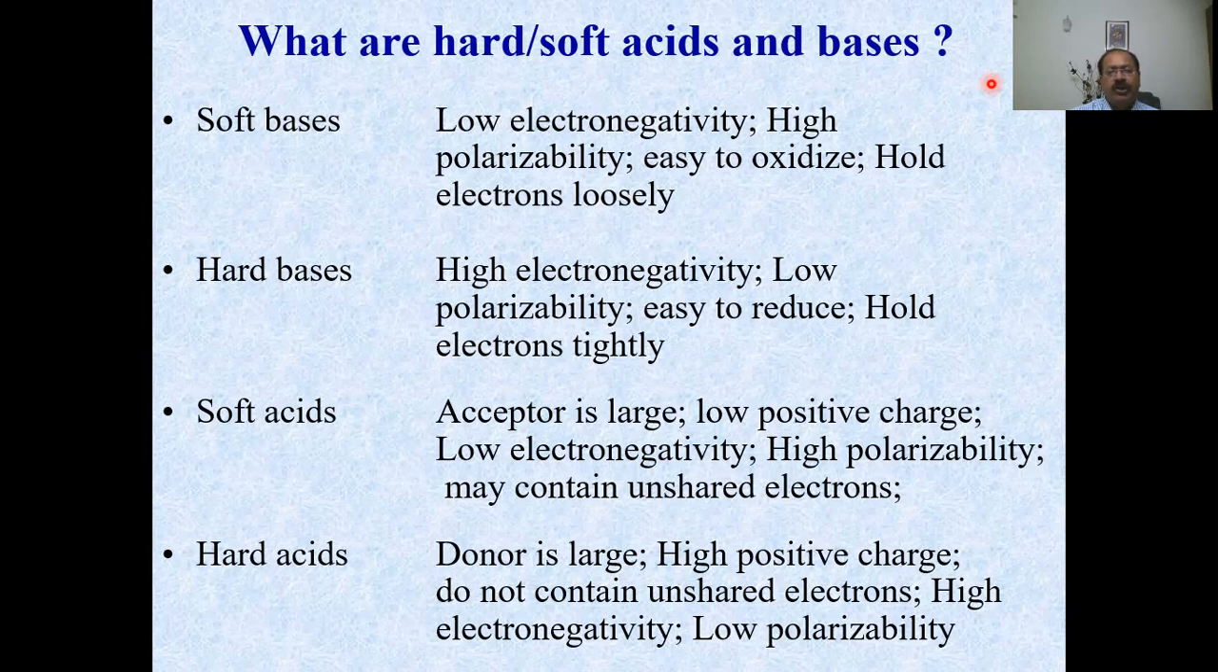Soft acids are those in which the acceptor is large, has a low positive charge, low electronegativity, high polarizability, and may contain unshared electrons. Whereas hard acids are those in which the acceptor is small, it has high positive charge, high electronegativity, low polarizability, and does not contain unshared electrons. It basically amounts to charge density. The more the charge density, the harder the base or acid will be, and the less the charge density, the softer the base or acid will be, depending on the charge.